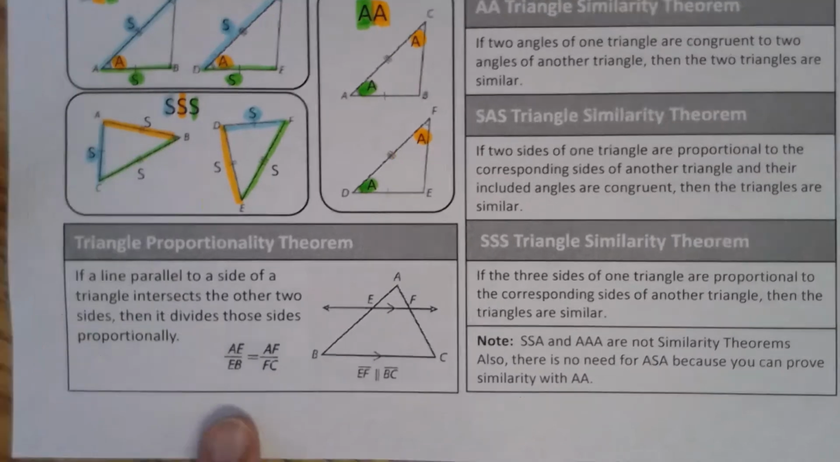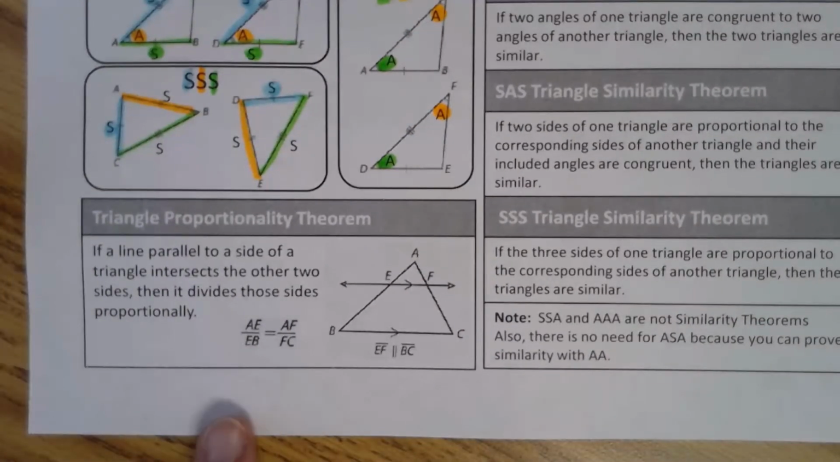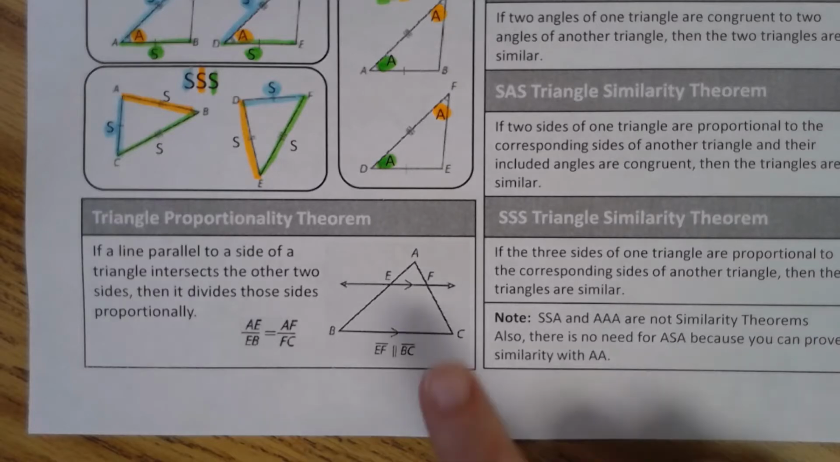We have another theorem that we will use, the triangle proportionality theorem. It states that if a line parallel to a side of a triangle intersects the other 2 sides, then it divides the sides proportionally. So rather than having corresponding sides be proportional, it actually is sections of the triangle.